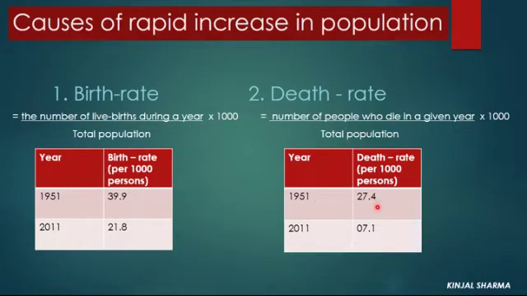As you can see in this table, in 1951 it was 27.4, and in 2011 it decreased to 7.1. So, what we can conclude is that the death rate in India in 1951 was 27.4, which fell to 7.1 in 2011. That is a difference of roughly 20.3, which is much higher than the fall in birth rate.